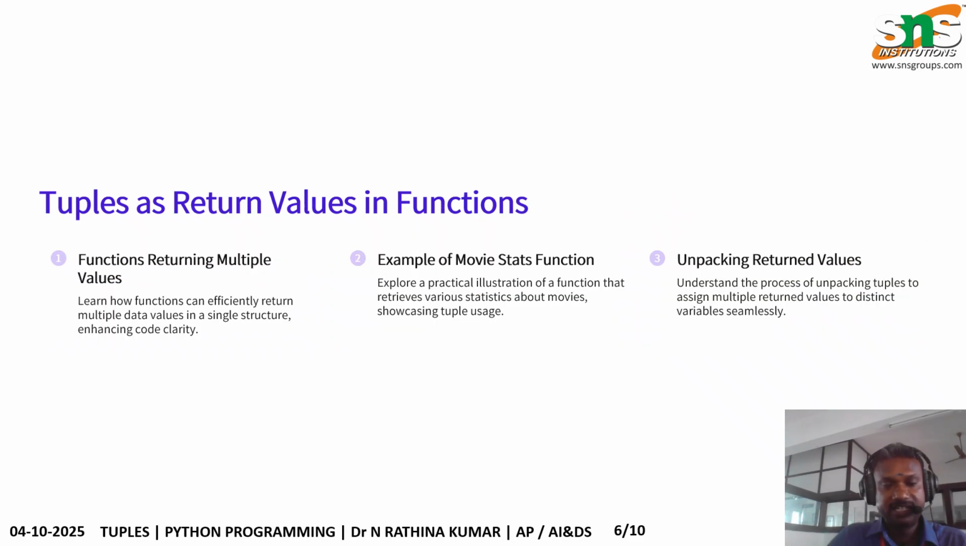Then in this slide, we are going to see tuple as return values in functions. Here we are going to see three important points. First one is functions returning multiple values. Learn how a function can efficiently return multiple data values in a single structure. It enhances code clarity. The second one is to explore a practical illustration of a function that retrieves various statistics about movies, showcasing tuple usage. The third one is to understand the process of unpacking tuples to assign multiple return values to distinct variables seamlessly. Once we start the examples, we can easily understand all these concepts.